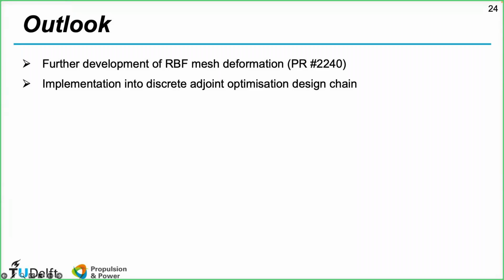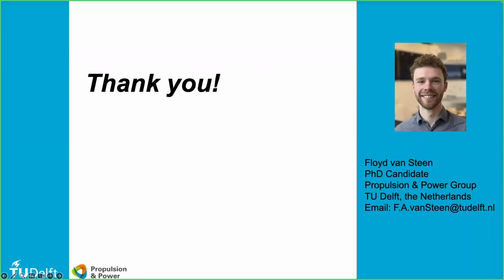And then, more importantly, also the implementation within the discrete adjoint optimization design chain, to evaluate whether this would affect the gradients and how it would affect these gradients, to also see how it performs in that respect. So that concludes my presentation. And if there are any questions, the floor is open for questions.